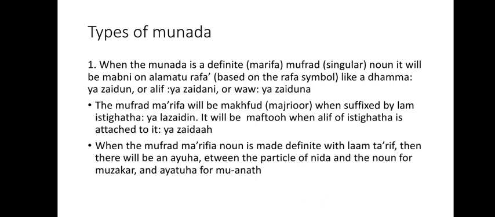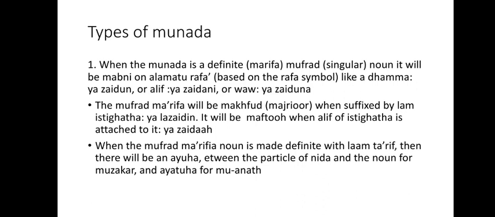Similarly, if there's an alif of istighatha attached to the end of the word, so after the last letter there's an alif, then it will be maftuh, and this is just to make it easy to say. For example, if there's an alif after Zayd, it'll become Zayda. It's quite hard to say Zaydua or Zaydia, so it just makes sense to say Ya Zayda.